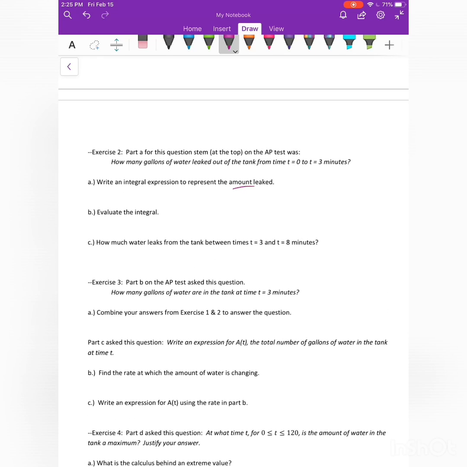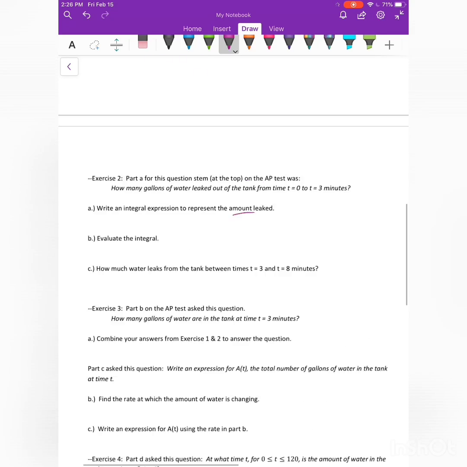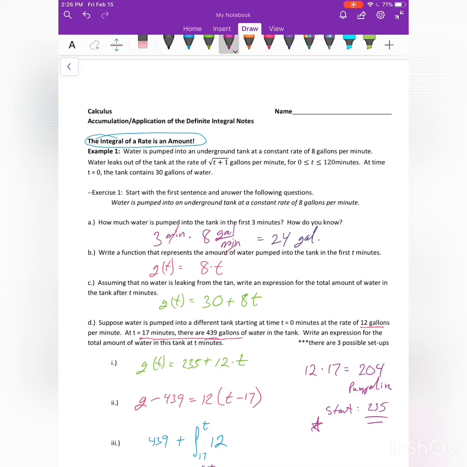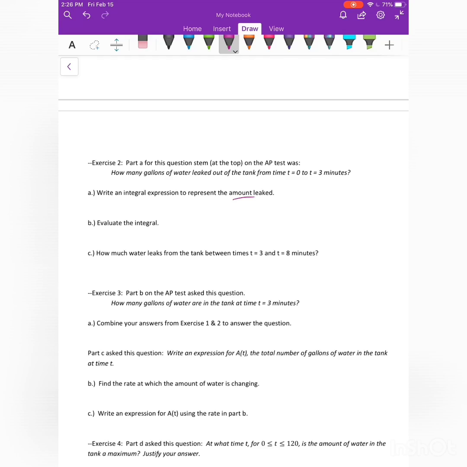So I think for this one, we'll use the part that they gave us up at the top. It says water leaks out at a rate of this. Okay, so that's our rate. Let's integrate it. So we're going to integrate the square root of t plus 1. And it said write an integral expression. So I believe they wanted from 0 to 3. So that's what we would have.